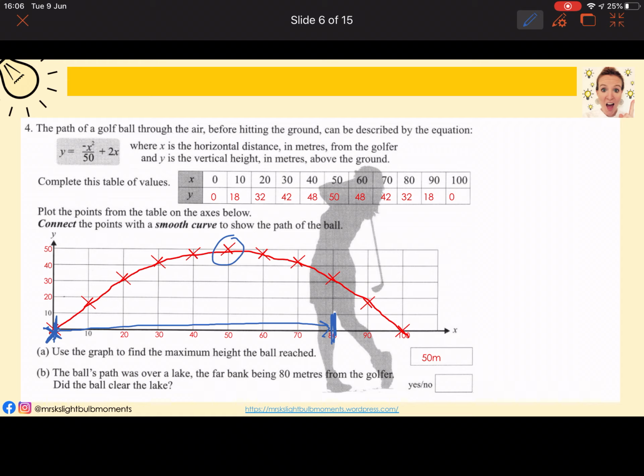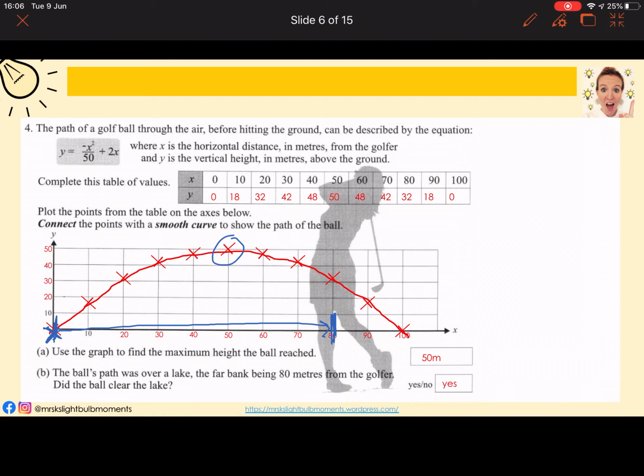So did the ball clear the lake? Yes, it was still in the air at the end of the lake, and it only hit the ground 20 metres after the beginning of the bank. Okay, so yes, it did clear the lake. Hope we're all happy with that one. Just reread the question if you need to work out what the height was, what the distance was. Draw a little diagram like that. Draw the lake in if that helps you.